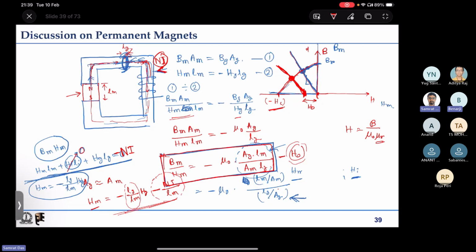Okay, thank you for the clarification, sir. Sir, I have another doubt. From the expression we have derived without any coil, HM is minus LG upon LM times HG. Sir, if I increase the LG such that it is more, does it mean that the flux given by the permanent magnet from north to south will become opposite in direction just because of increasing the air gap?